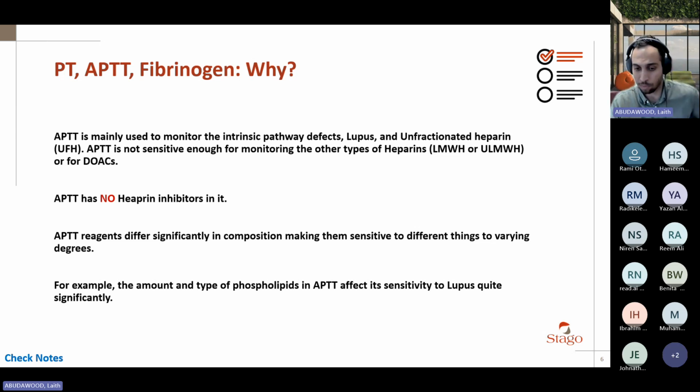Actually, you will see in some slides ahead, there is no such thing as an APTT reagent that can do everything that the lab needs. Lab needs, depending on the patient, can be quite different. So we have to make reagents with different compositions, and that actually leads to different sensitivities. For example, some reagents will be sensitive to lupus, some reagents will be sensitive to heparin, some reagents will not be sensitive to heparin, etc. I will detail a little more on this point.